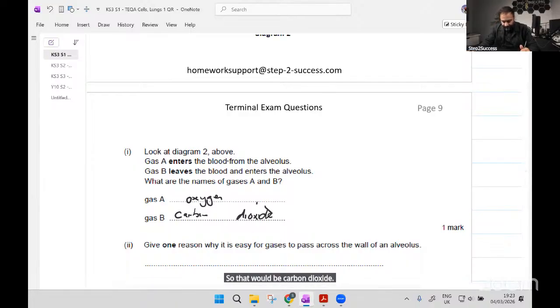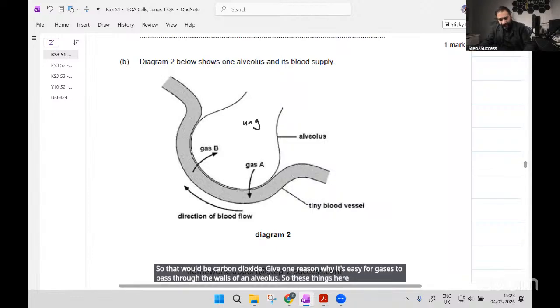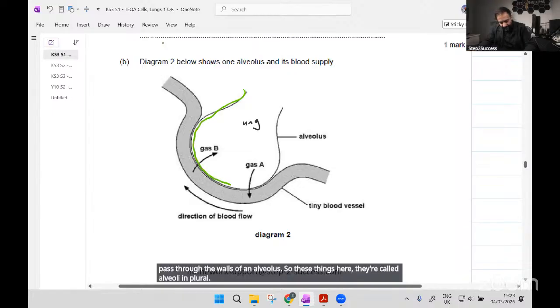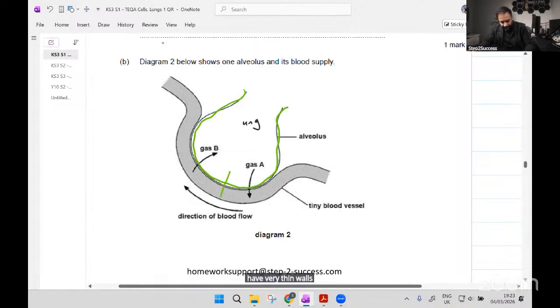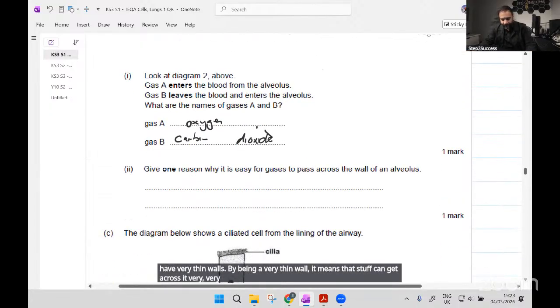Give one reason why it's easy for gases to pass through the walls of an alveolus. So these things here, they're called alveoli in plural, have very thin walls. By being a very thin wall, it means that stuff can get across it very, very easily. So that's all I would put there. I'd put thin walls.